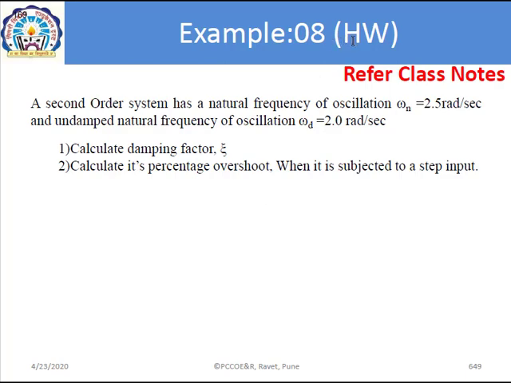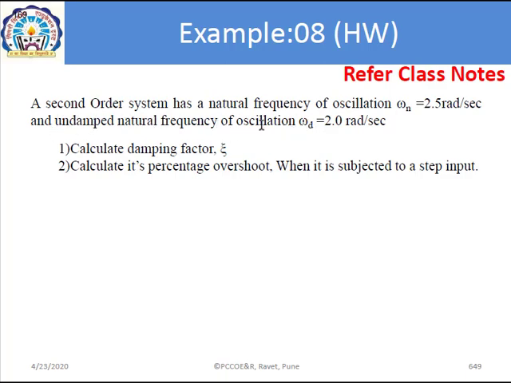Next numerical, again we have to take this for homework. In this numerical, a second order system has a natural frequency of oscillation omega n equal to 2.5 radian per second. Damped natural frequency of oscillation omega d is equal to 2 radian per second. So two natural frequencies are given and they are asking us to calculate the damping factor zeta. So we know the relation between the natural frequency and the damped natural frequency. Just do a hand correction, it's not an undamped, it is a damped natural frequency.